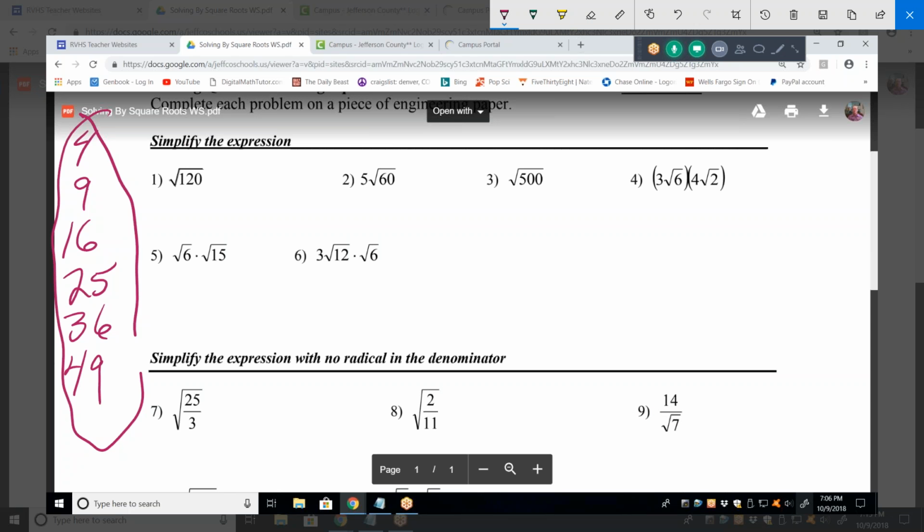I cannot simplify either one of these. Because they're not perfect. They don't have a factor of any perfect square number in them. 6 isn't a perfect square, and there's no factor of 15 that's a perfect square number. However, I can multiply to turn it into root 90. In other words, root A times root B is the same as root A times B. That's all I did, was multiply 6 times 15.